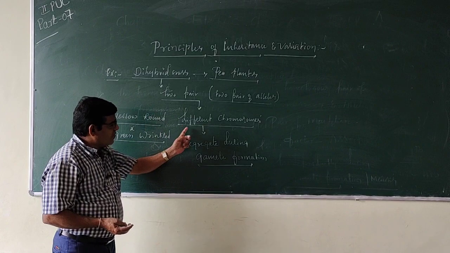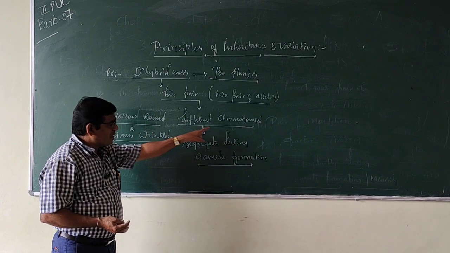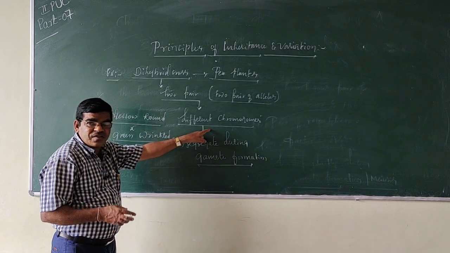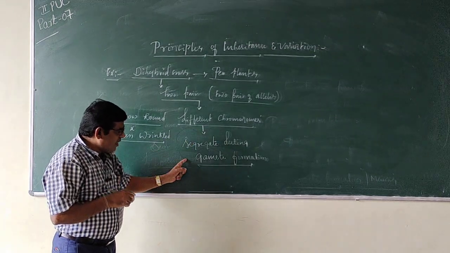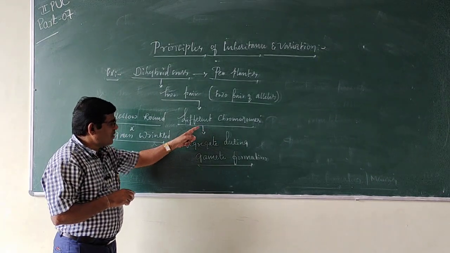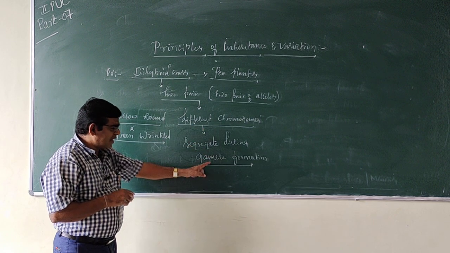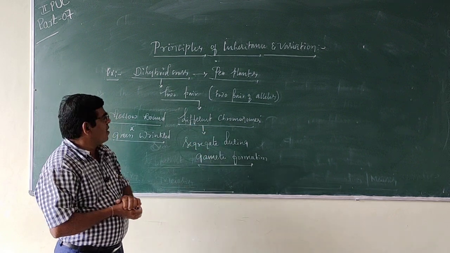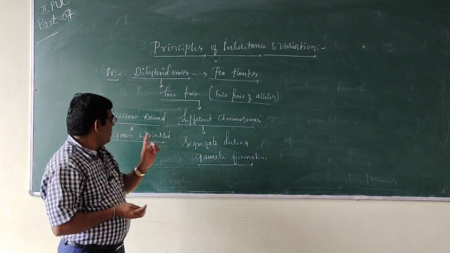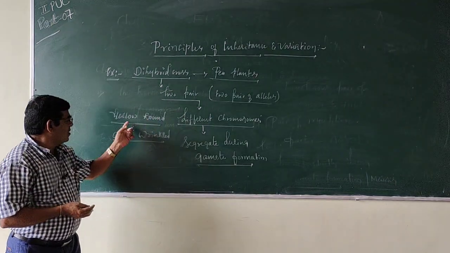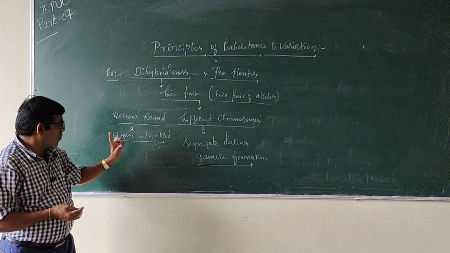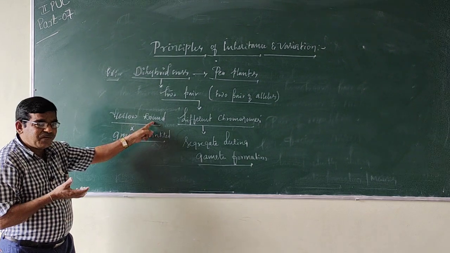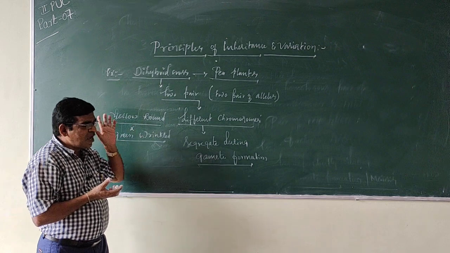So two pairs of alleles. These alleles are present on different chromosomes and segregate during gamete formation. Mendel considered yellow color of the flower is dominant over green, and in the same way, round shape is dominant over wrinkled.